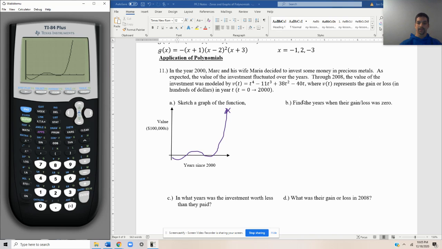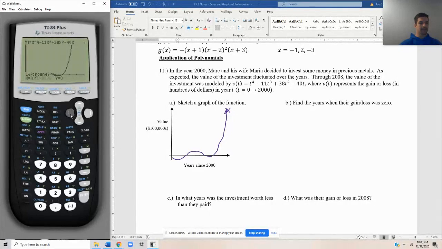So it says, first in B, find the years when their gain or loss was 0. So gain or loss would be the value. So basically we want to find when the value is at $0. And we can see on the graph there are 3 locations. If I'm looking for that here using the graphing calculator, I'm going to hit second and trace. That's going to be 0. So there's 3 of them.